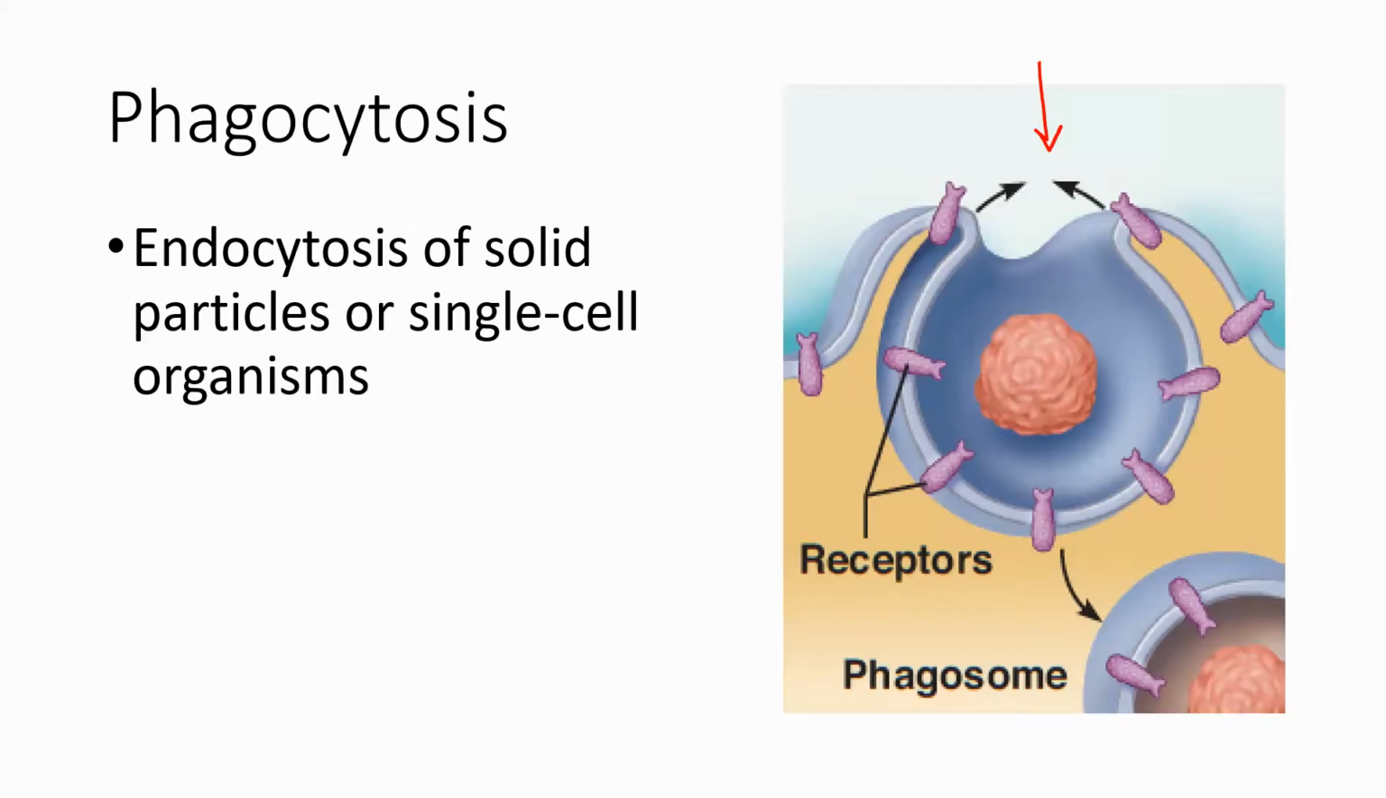A specific type of endocytosis is phagocytosis. Phage literally means to eat, and so this literally means cell eating. This is because this is a process that single-celled creatures use to eat solid particles or even other single-celled creatures. It is used in our cells. For example, white blood cells take in bacteria and pathogens and disease-causing agents by endocytosis, take them in and then usually break them down and digest them.